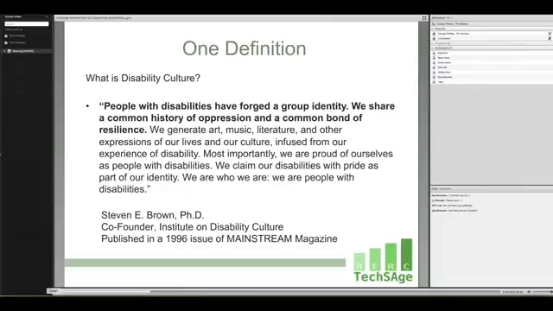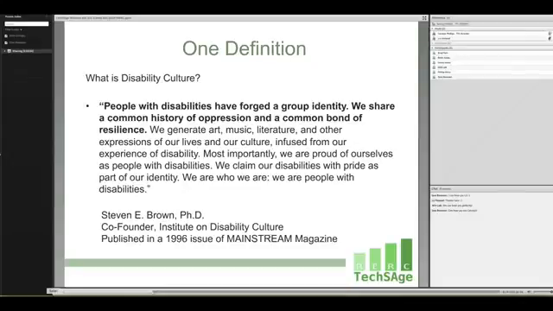So this is one definition, and as Carolyn said, it really does have a broad perspective when we're thinking about disability culture. We could actually do many webinars, a whole series on just the idea of disability culture, but this is one definition that really stood out to us, and I'll go ahead and read this. This is from Stephen Brown, co-founder of the Institute on Disability Culture, published in Mainstream magazine back in 1996.